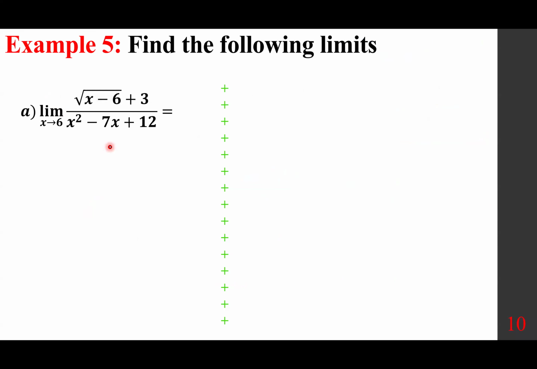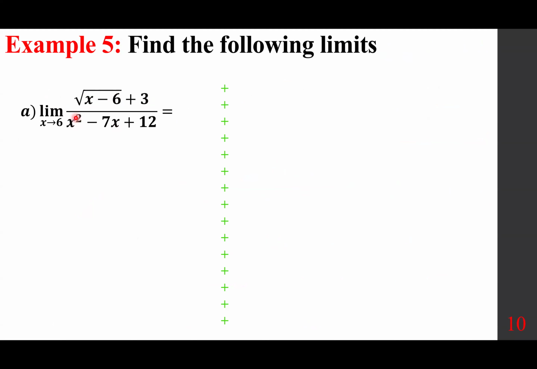Now, again, reminding you of what we did previously with the algebraic method. We want to take the limit, and as always, you plug in and you observe. So if I plug in 6 here, 6 minus 6, they cancel each other. This is 0, square root of 0 is 0, so we get 3.